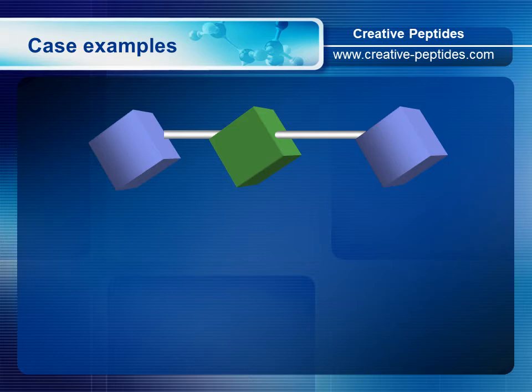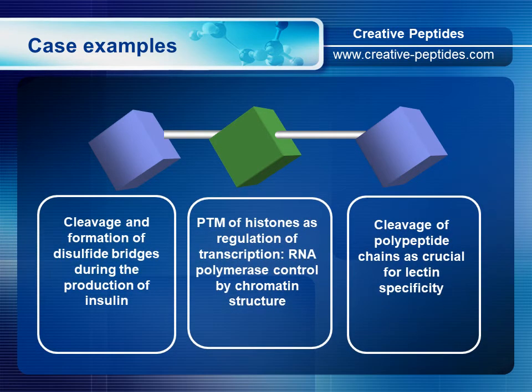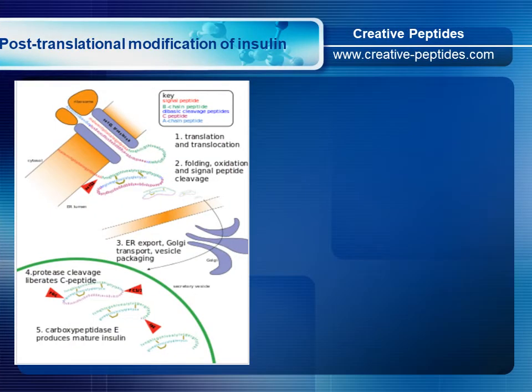Post-translational modifications can be used in many cases: cleavage and formation of disulfide bridges during the production of insulin. PTM of histones as regulation of transcription, RNA polymerase control by chromatin structure. Cleavage of polypeptide chains is crucial for lectin specificity. Especially, post-translational modifications of insulin are important for diabetes.